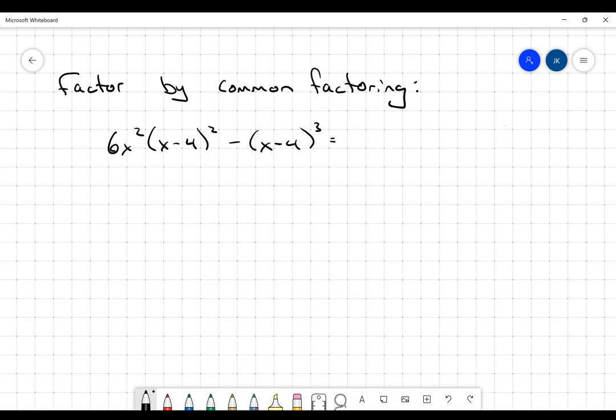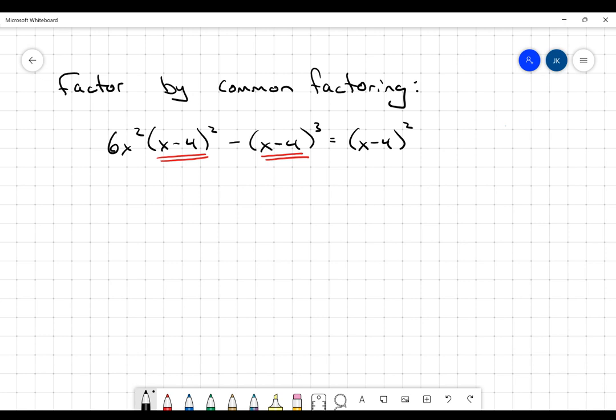So when we take a look at this one right here, between these two terms, notice that what I've got here again is sort of hard to see. This binomial factor, this x minus 4, I see it in both of the terms here in this binomial. So I'm going to take that out here. But remember that the rule is we're going to take out the common factor with the smallest exponent. So I'm seeing x minus 4 squared in the first term and x minus 4 cubed in the second term. So I am going to take out the x minus 4 squared out of both those terms.